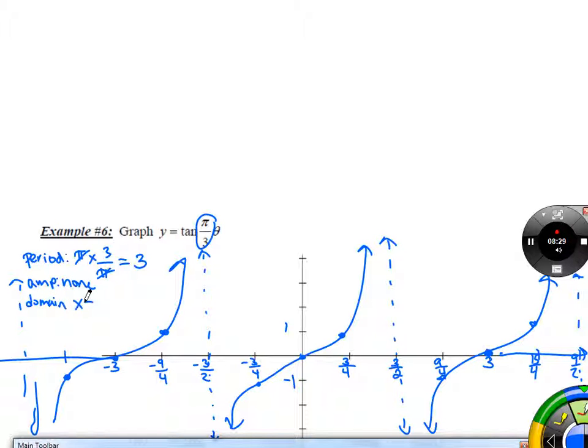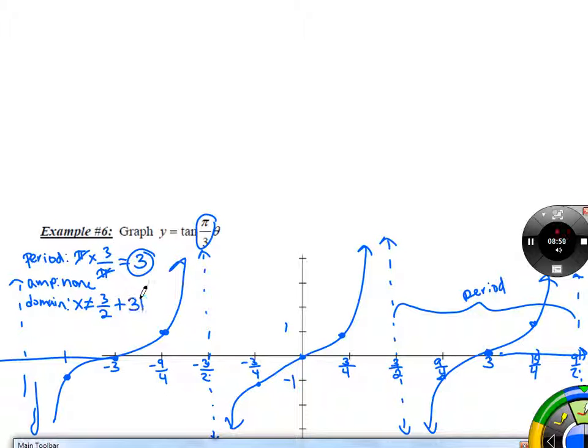So x cannot equal, I'm going to start with 3 halves because that's an asymptote, plus I'm going to add to it how much. Now remember, we were measuring how far it takes to get to the next asymptote. That also happens to be one period of the function. So you could count it here, 1, 2, 3, 4. But you're also going to get every time the same thing you got as the period. So basically, we can add or subtract 3 from 3 halves as many times as we want, and we'll end up at a new asymptote.